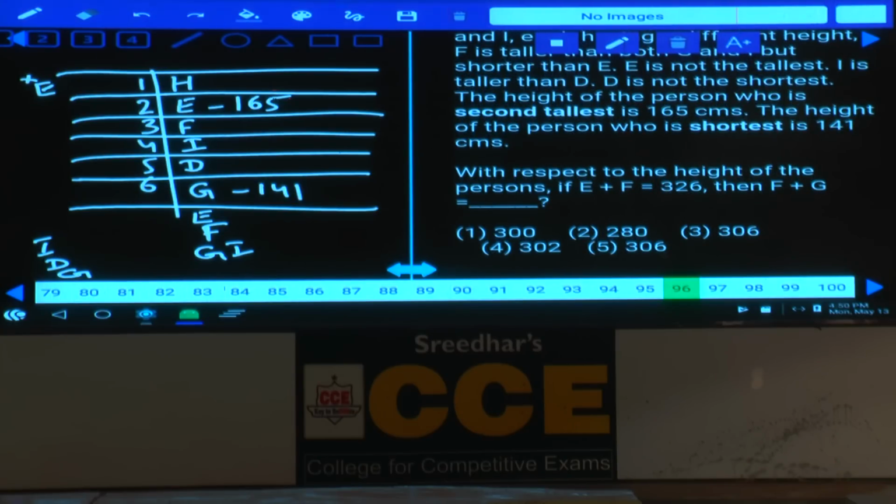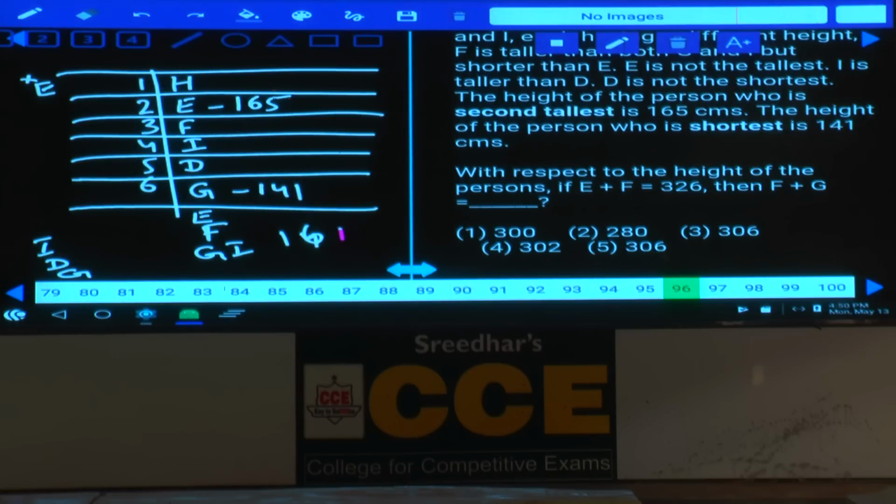Then, with respect to the height of the persons, E plus F equals 326. E is 165 and F is so much, and E plus F equals 326, hence 326 minus 165. Tell me what is your answer here? 326 minus 165. 6 minus 5 is 1, 12 minus 6 is 6, and 3 minus 1 is 2... that means 161, isn't it? 161, F.